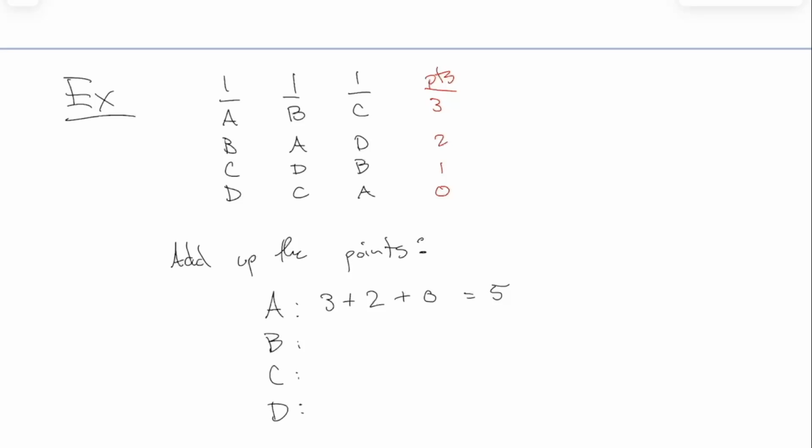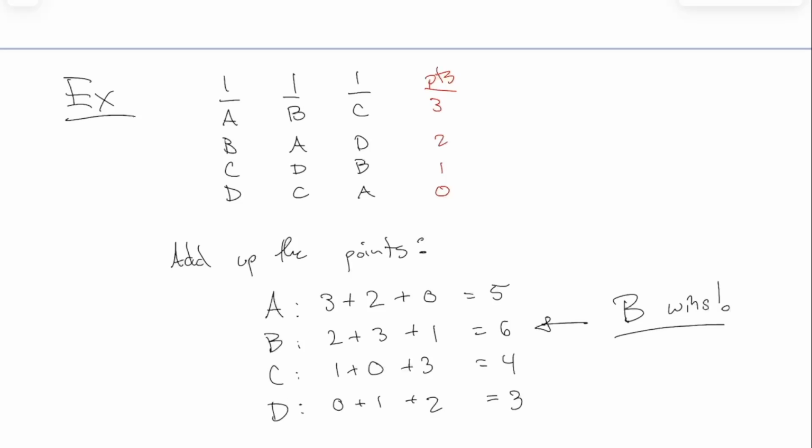For B, in the first column, B is in the second position, so that's 2. In the middle column, B is on top, so that's 3 points. And in the last column, B is in the 1-point position. 2 and 3 and 1, that's 6. For C, I get 1 point in the first column, 0, and then 3. So this is 1 plus 0 plus 3, that's 4 points for C. And then D, it looks like 0 and 1 and 2, right? I hope everybody sees where I'm pulling these numbers from. That's 3 points. And so the winner is B here with the Borda count.